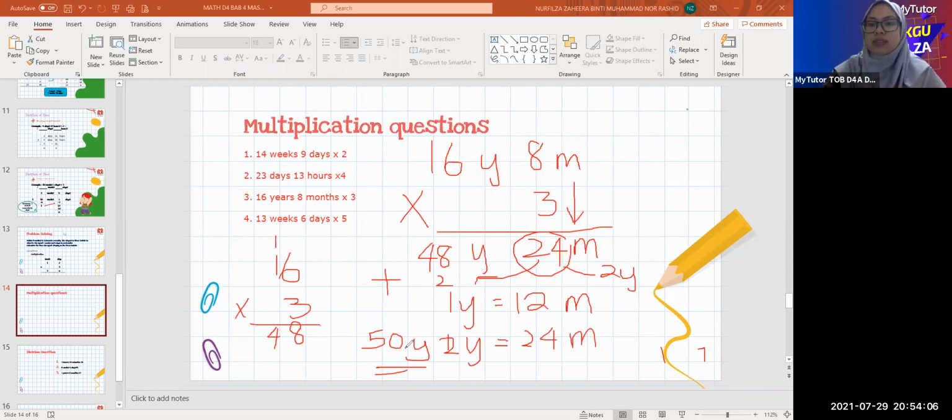Okay. The answer is 50 years. This one involves a change of unit. I mean, 24 months is also correct. But when you say 24 months, normally people would think of it as a year. 24 months is equal to 2 years. So simplify it, make it 2 years.